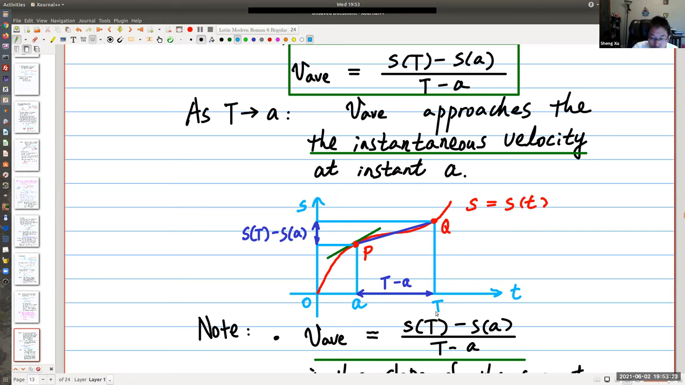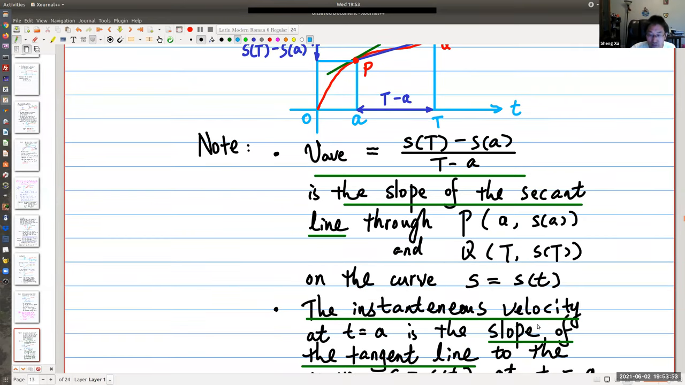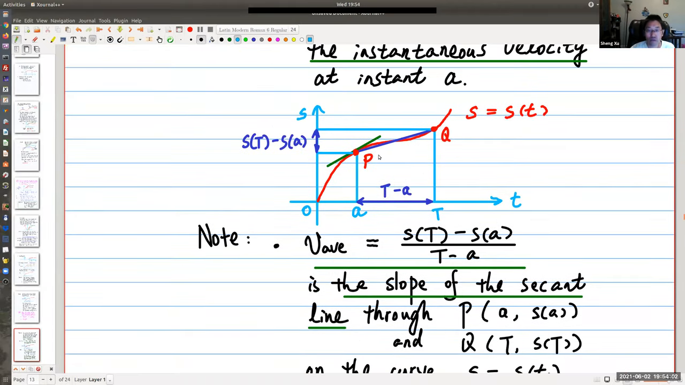As capital T approaches A, this average velocity approaches the instantaneous velocity. But we know this average velocity is the slope of this thickened line. So that instantaneous velocity is the slope of the tangent line. Clear? So the average velocity is the slope of the thickened line through P and Q, that blue line over there, and the instantaneous velocity is the limit of this average velocity as capital T approaches A. So it's the slope of the tangent line, the green line.